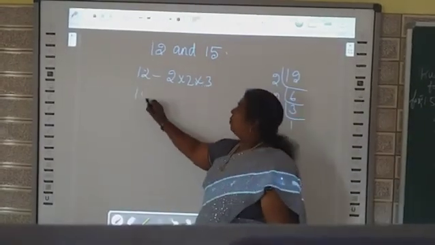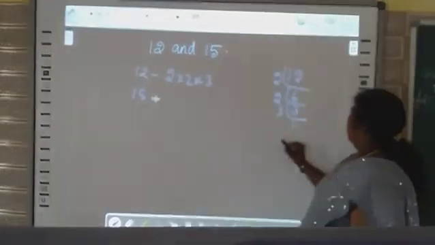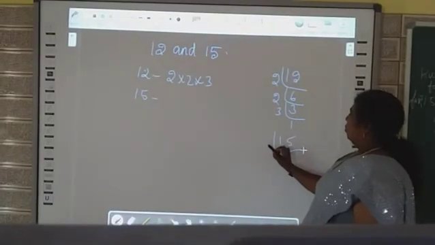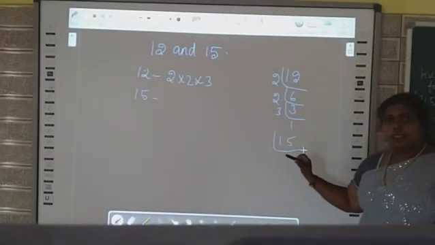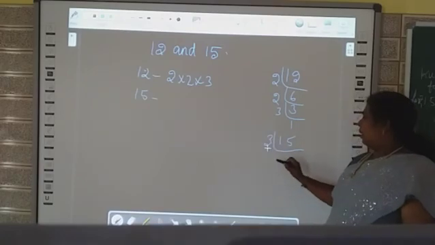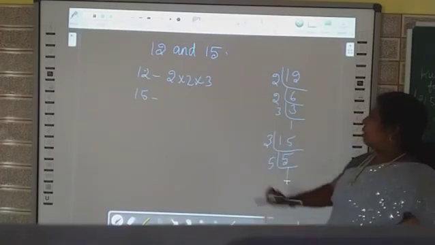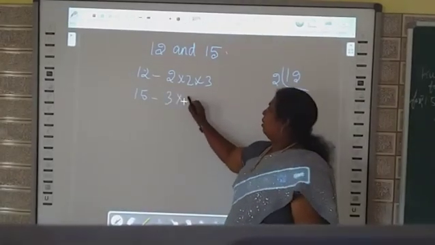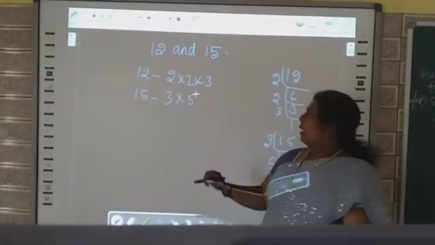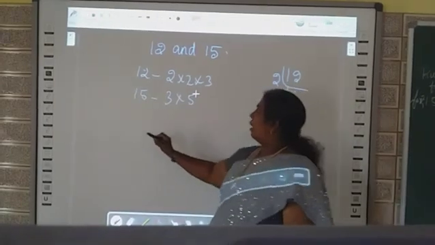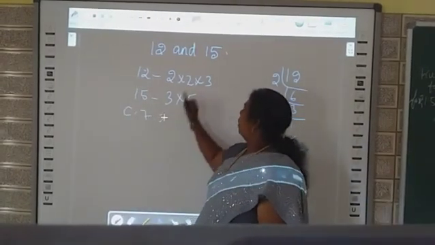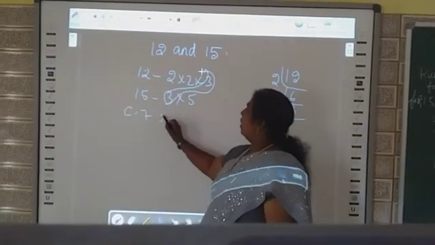Next 15. You can write it here. Which table can we use? Third table, right? Second table we cannot use, third table 5 times, then fifth table 1 time. So the factors are 3 into 5, isn't it? So first we write the common factor. Common factor is 3 only, isn't it? 3 is the common factor.